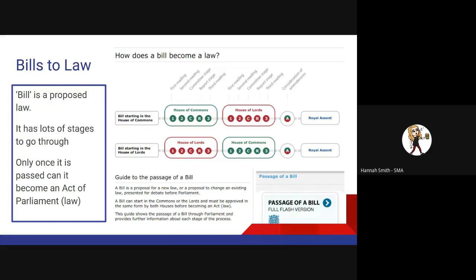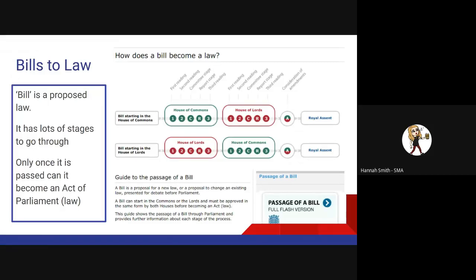So if you look at the first one, the bill starts in the House of Commons. It gets its first reading. That is literally where the person goes, hello, I would like to introduce this law. Here's the title and what it'll do. Okay. The second reading gives a bit more depth. Okay, this is what it does, but here's the nitty-gritty. Here's what will actually happen.